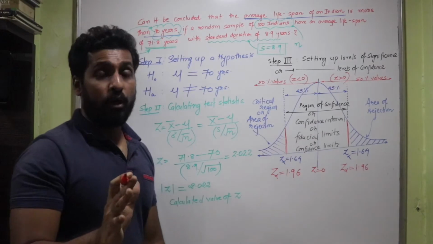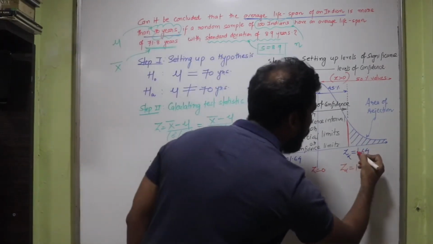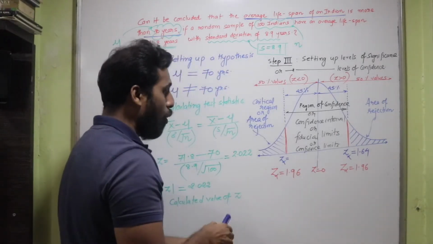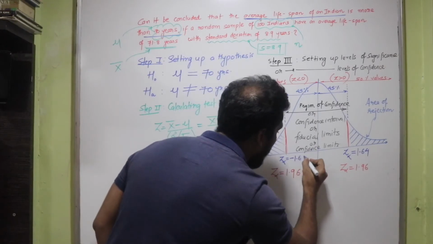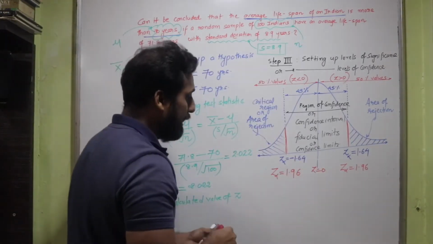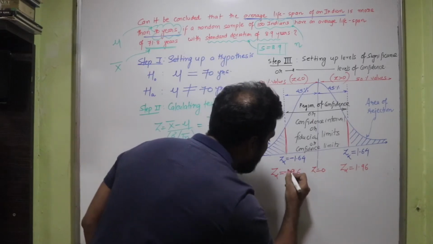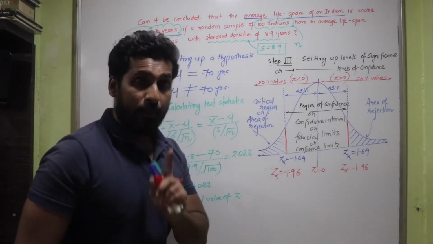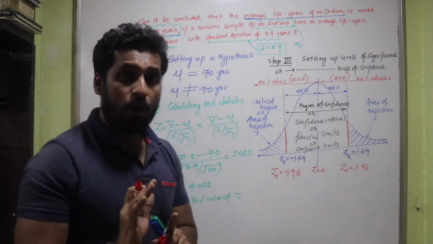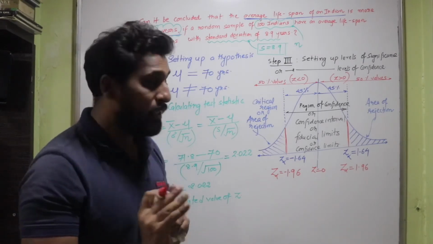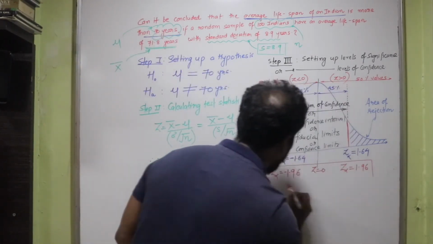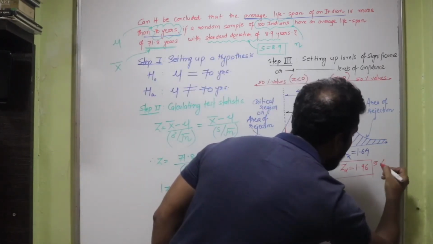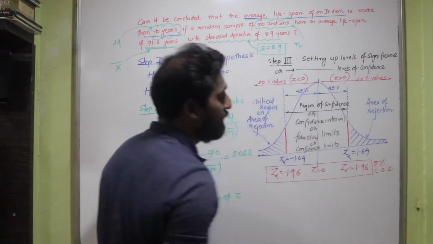Now, one very important thing I missed out: here Z alpha will be positive and here it will be negative. So I'll write here minus 1.64, and likewise minus 1.96. So students, if 5% level of significance or 95% level of confidence is given, this is the value that you should be using: Z alpha is negative 1.96 and positive 1.96. This is for 5% level of significance, we say LOS.